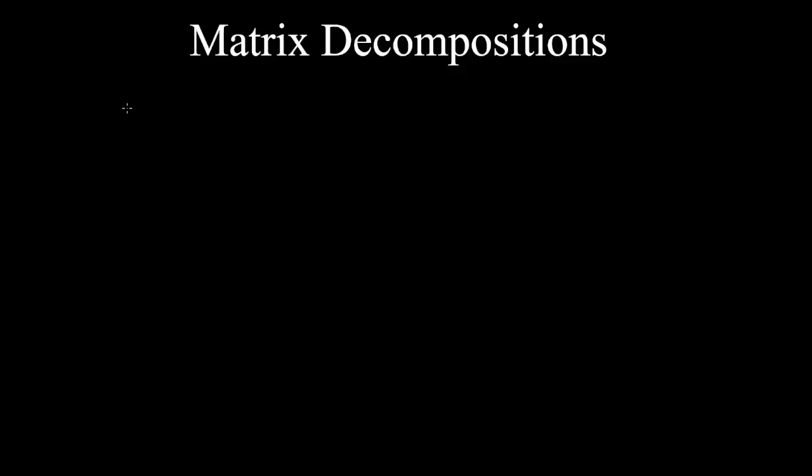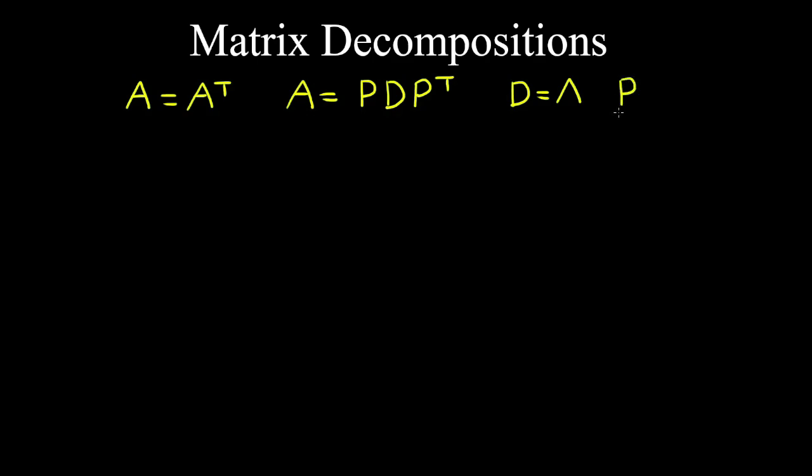We saw that symmetric matrices are orthogonally diagonalizable and can be decomposed into the product of an orthogonal matrix P by a diagonal matrix by the transpose of P, where D is a diagonal matrix with the eigenvalues of A on the main diagonal, and P is a matrix of orthonormal eigenvectors of A.